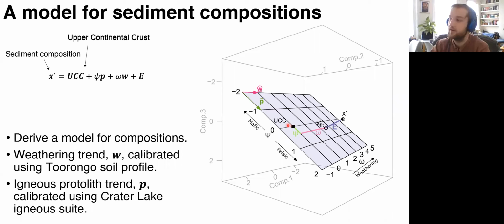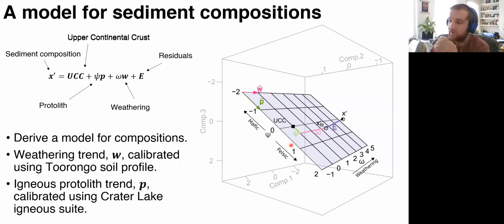So to get from here to here, we need to move a little bit along this provenance, this igneous evolution vector. That we're going to call psi, some motion parallel to this provenance vector. And then we also need to weather that sample along the weathering vector. So omega here is how far we travel along the weathering vector. And then this produces some fitted composition, which may deviate a little bit from the real composition. So we need to consider some misfit as well. And this we're just going to term the residuals, or E for error.